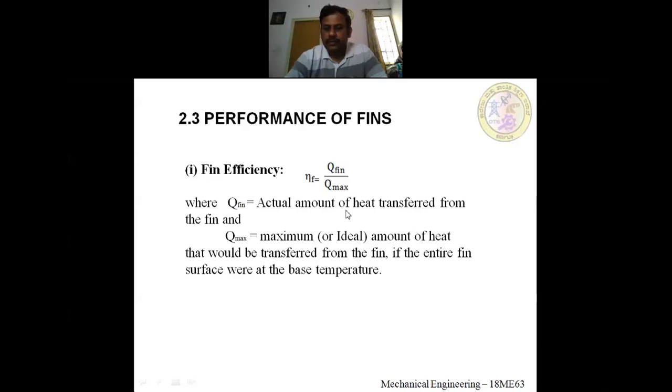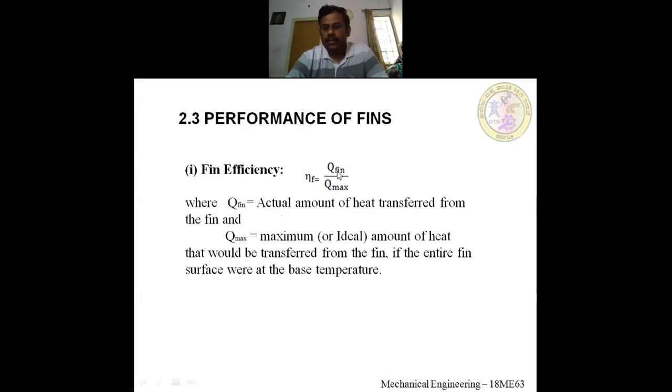Suppose the fin is having the same temperature as that of the base, then the heat loss will be maximum. So that is what Q max. So Q is the actual amount of heat transfer from the fin, and Q max is the maximum amount of heat transferred from the fin if the entire surface was maintained at the base temperature. Then we will be having maximum heat transfer. If the entire surface of the fin is at base temperature, then you are going to have maximum heat transfer. That is how you define fin efficiency.